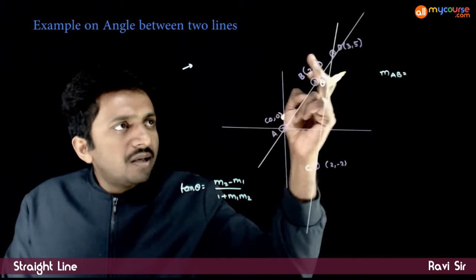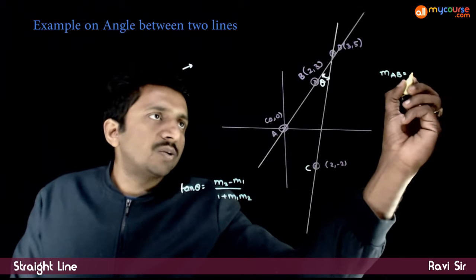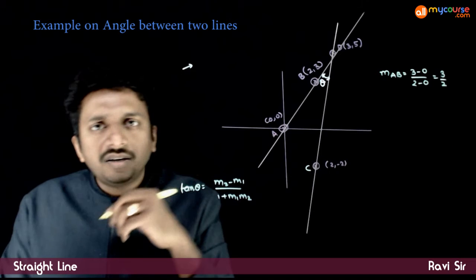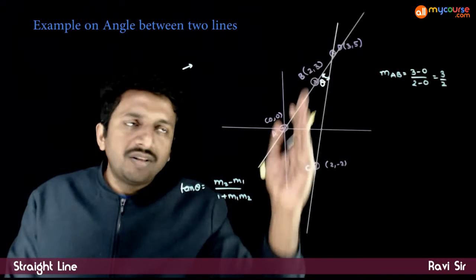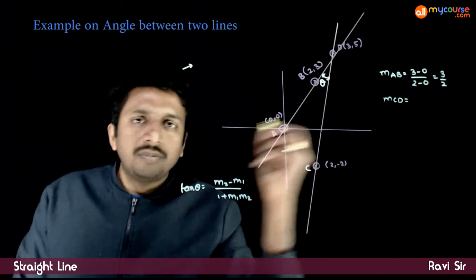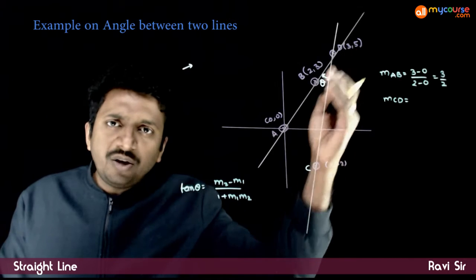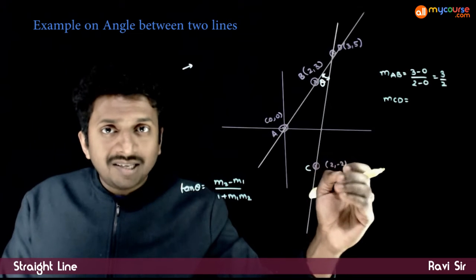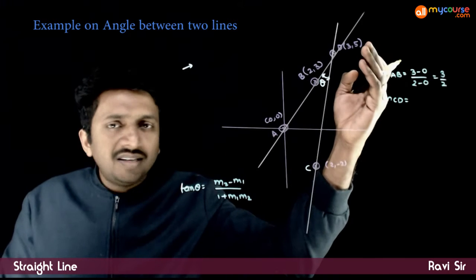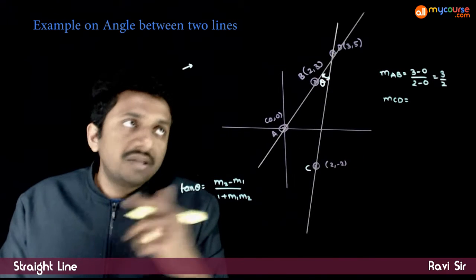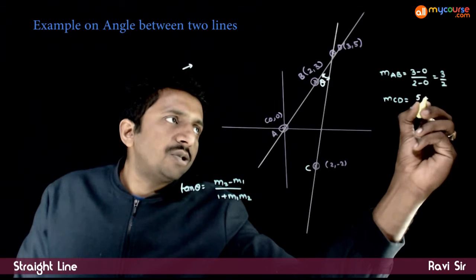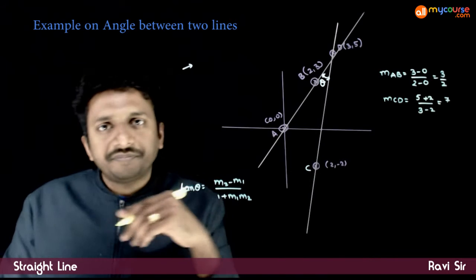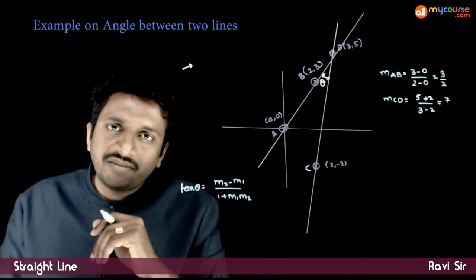The slope of AB is (y2 minus y1) by (x2 minus x1), which is (3 minus 0) by (2 minus 0), which is equal to 3 by 2. What is the slope of the line CD? The slope of the line CD is again (y2 minus y1) by (x2 minus x1). As we have seen, you can do the subtraction in any direction that you want. So let me take these as x2 y2 and these as x1 y1. So 5 minus of minus 2 is plus 2, that is 7, divided by 3 minus 2, that is 1. That means the slope of this line is 7.